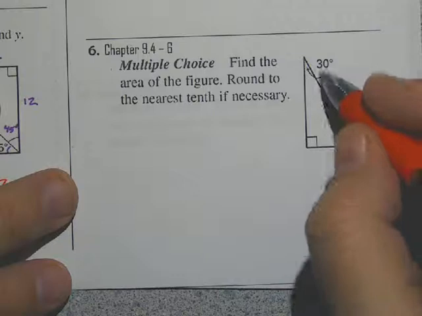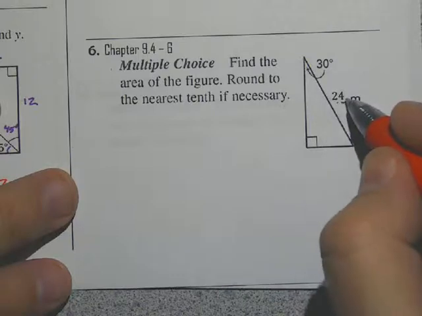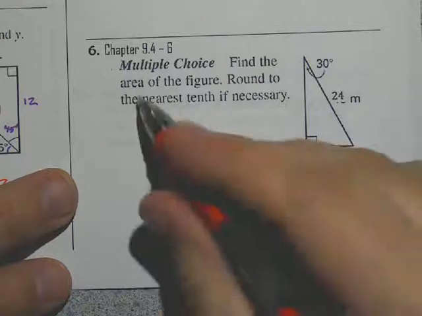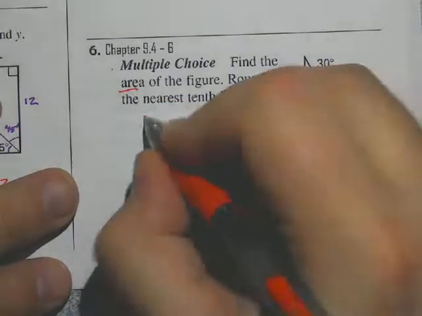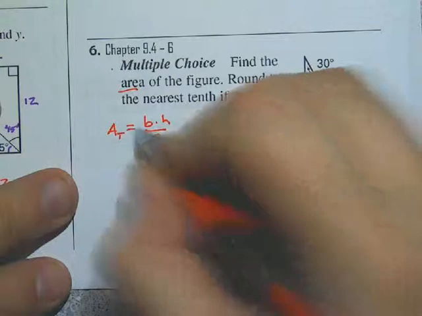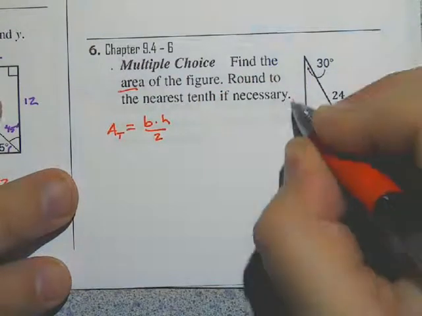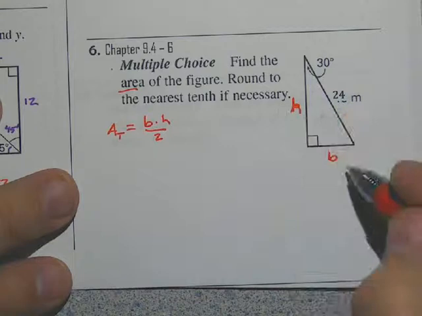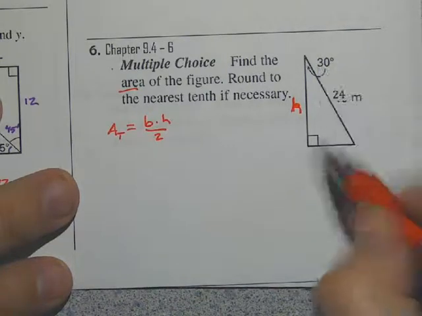So if I'm looking at 30 degrees, and I got a 24 side here, it says find the area of the figure. Now to find the area of the figure, I'm going to need base times height divided by 2. That's the area of a triangle. So this is the base, and this is the height. Okay, so it looks like I'm going to need both of these numbers here. So I'm going to use 30 and 24 to find both of these.